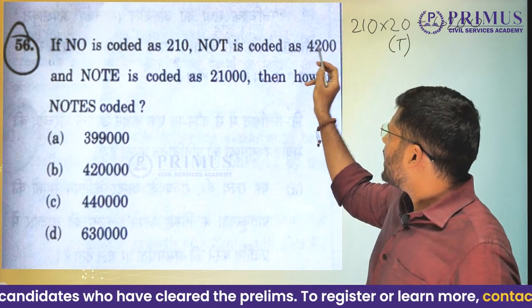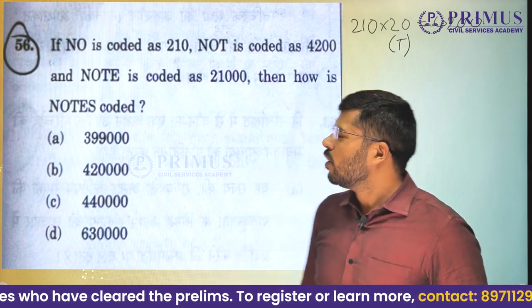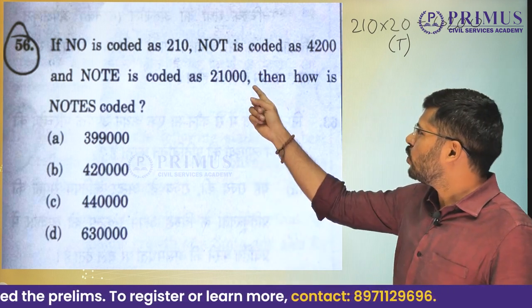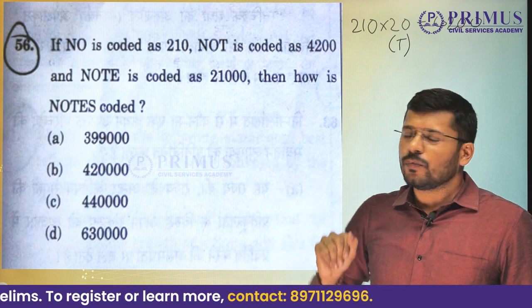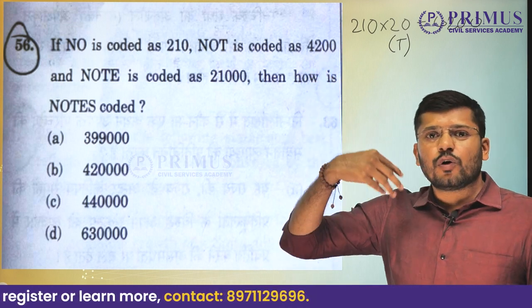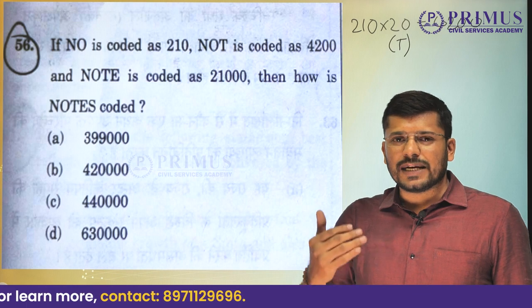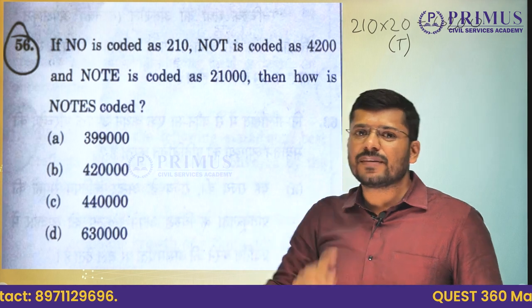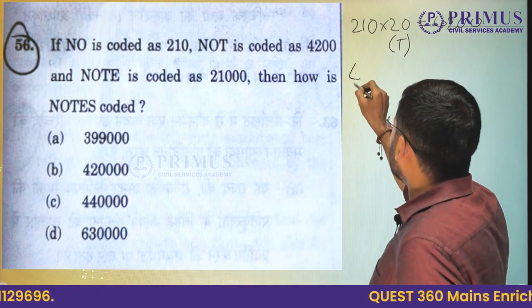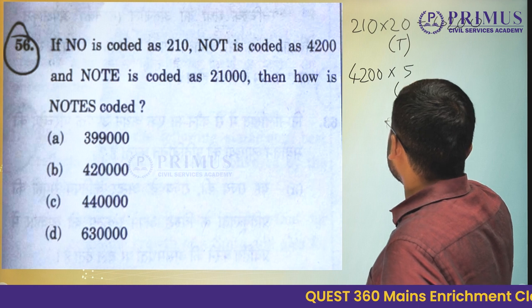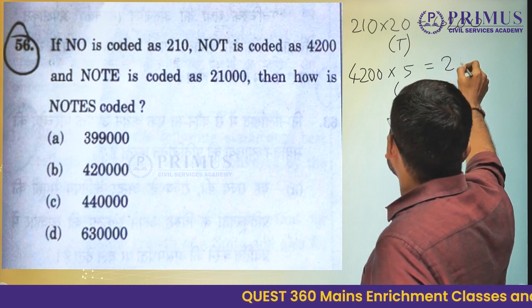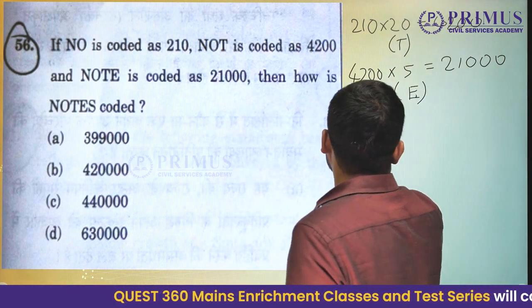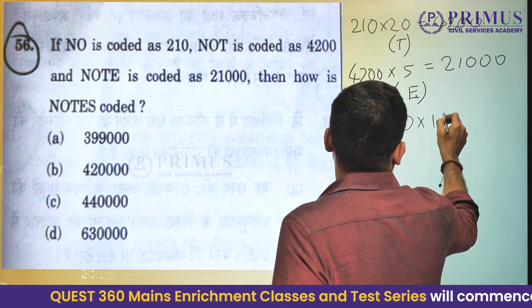Then 4200 became 21,000. Now if you multiplied 4200 with 10, we would get 42,000. But we got 21,000. It means that they multiplied it with 5, that is, divided by 2. Here we have E. E is the 5th letter of the alphabet. So 4200 into 5 because of E will give you 21,000. So that means that when they add S here, we need to multiply 21,000 with 19.